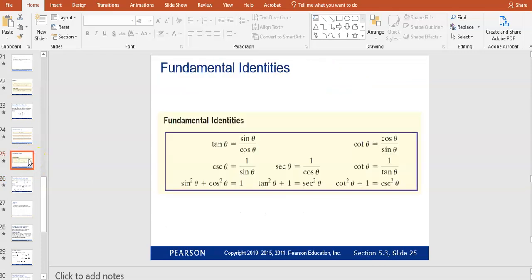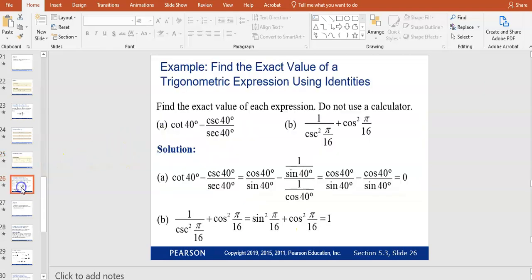Okay, so let's look at some. Here are our fundamental identities, which we've all covered. These are the identities we're going to use in this class. And what do we mean by identities, and how are we going to solve these? Well, we're going to use them to solve some problems.